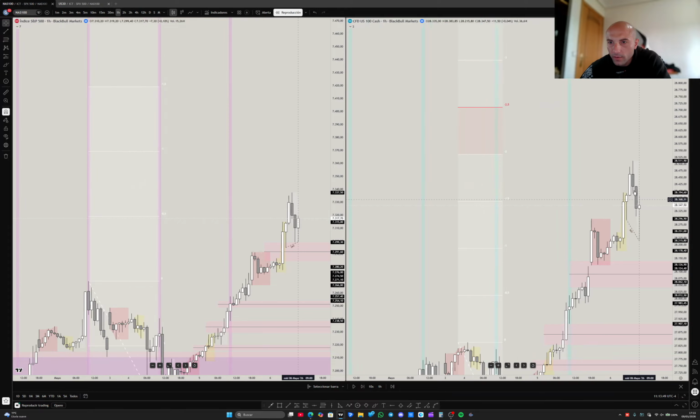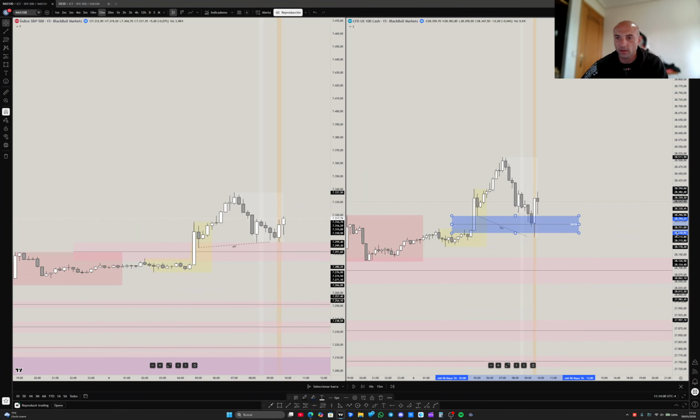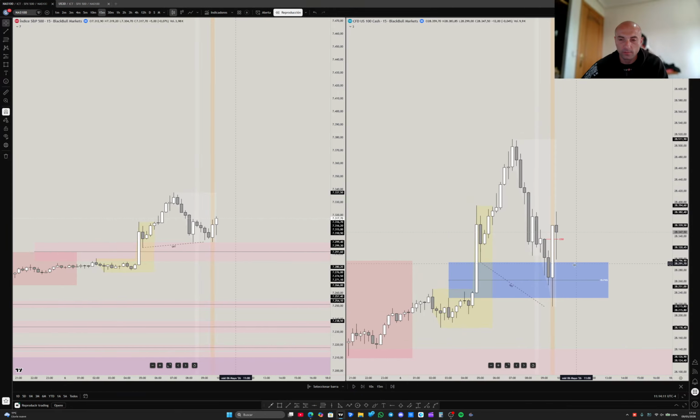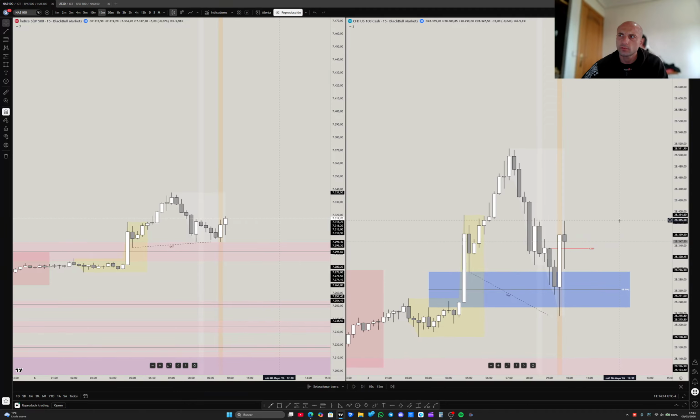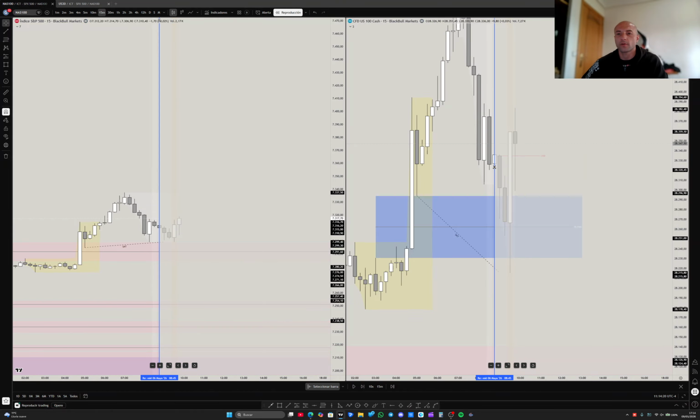So on the 1 hour, there it is, the big fair value gap, hourly fair value gap. On the 15-minute, there's the change in the state, which is going to be red because I draw the 15-minute things on red.